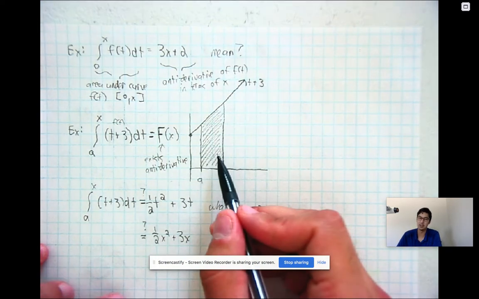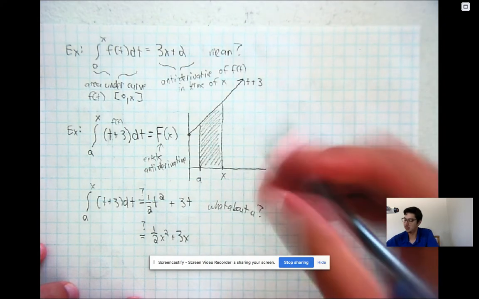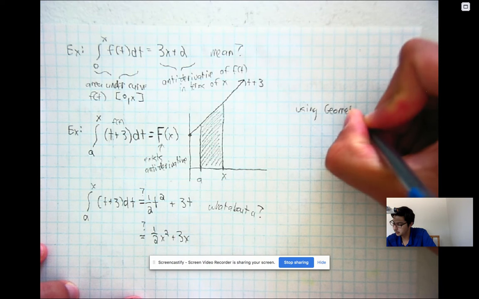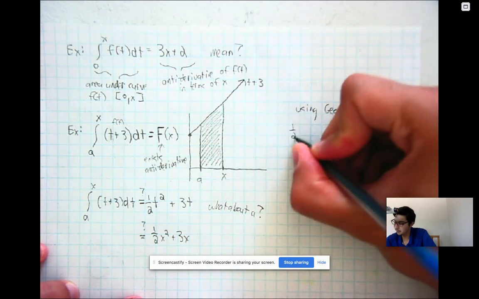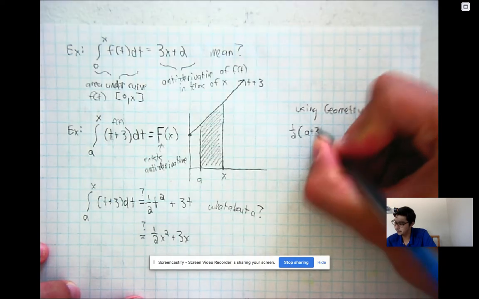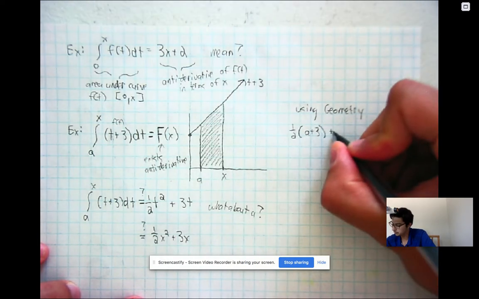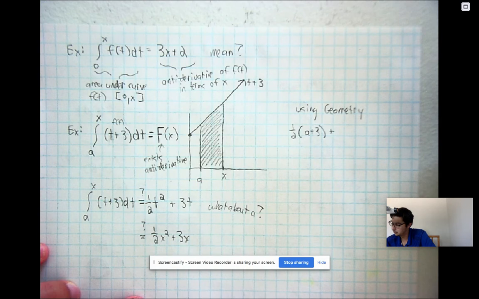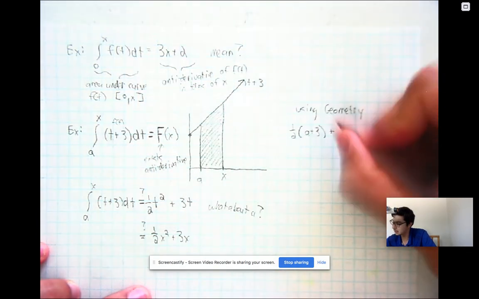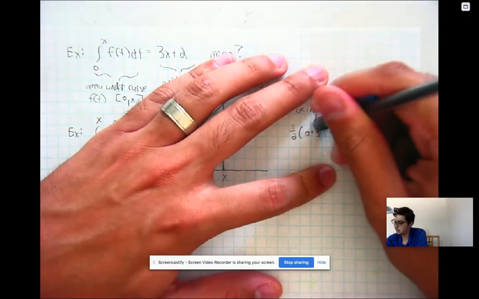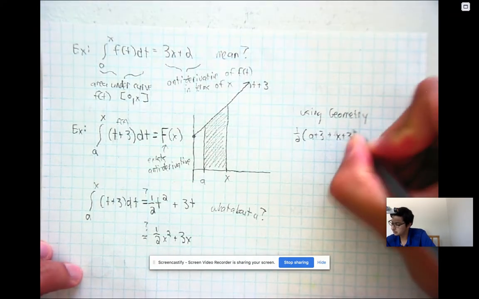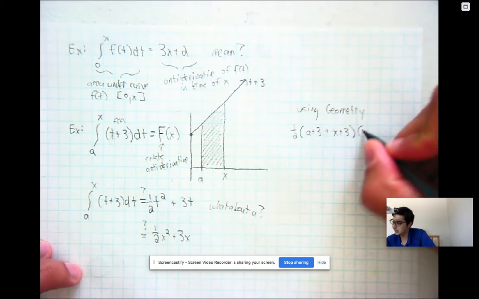Let's find the area of this using geometry, because we can do that. So the area using geometry is going to be 1/2 base 1, which if I plug a into this would be (a plus 3), plus base 2, which is what I get if I plug x into that. So that's, sorry, actually it should all be in parentheses, plus base 2, times the height, and the height there is x minus a.